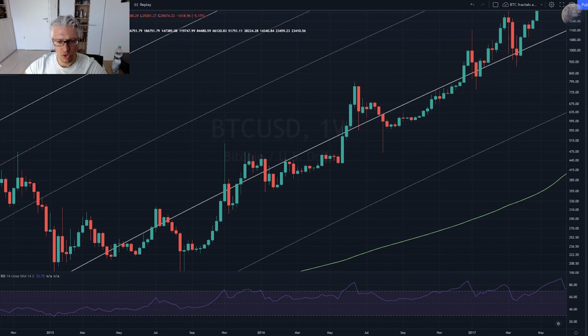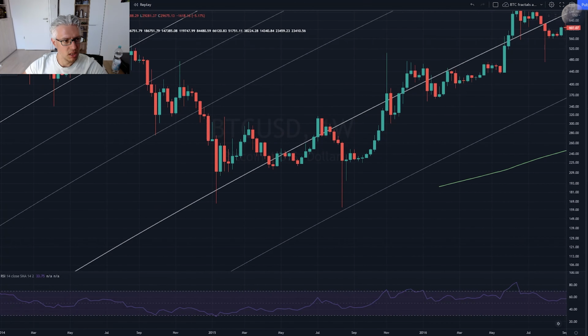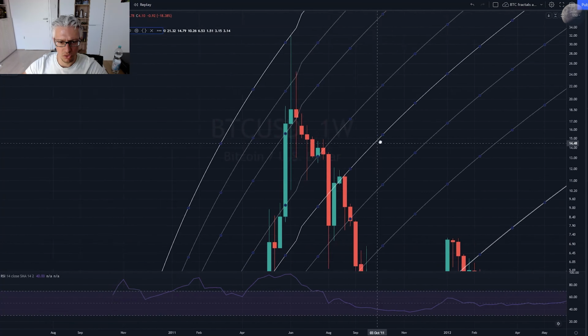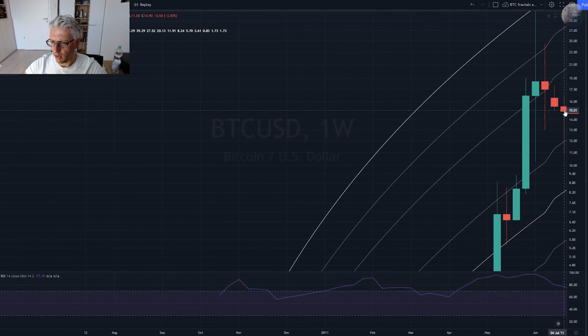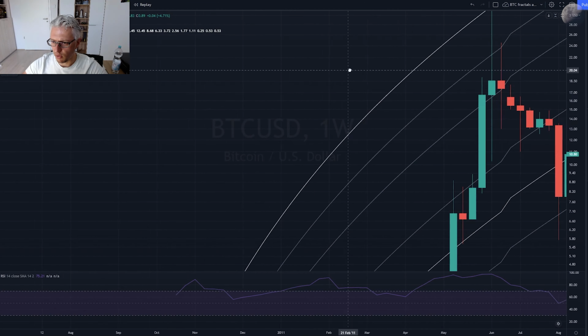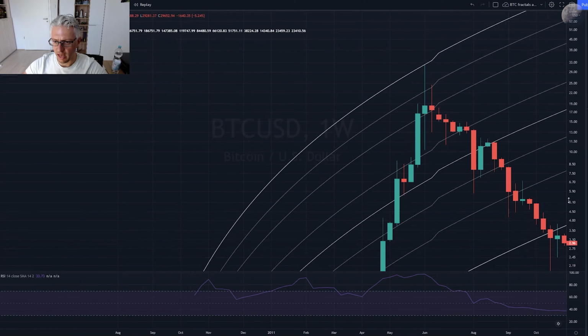Here is a nice case where we had a strong hammer candle and then we continued upwards. Here is a very beautiful example of a hammer candle close, and then we immediately started to rally, right? But here in 2011 we had a strong hammer close right here in July 2011, and then we went down immediately afterwards.